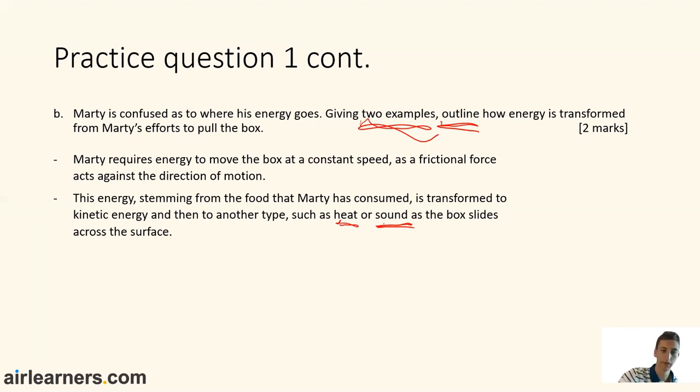So it goes from his stomach, he converts the energy within him. That's what happens during digestion. And then we're using that energy to move. So it's kinetic energy. But because it's equated to the frictional force, it has to come out as something else. So it's going to be either heat or sound or something along those lines. It cannot be gravitational potential energy because there's no movement up and down. And it also cannot be strain potential energy because there's no elastic material involved in this.